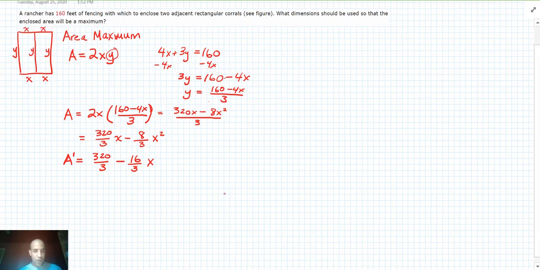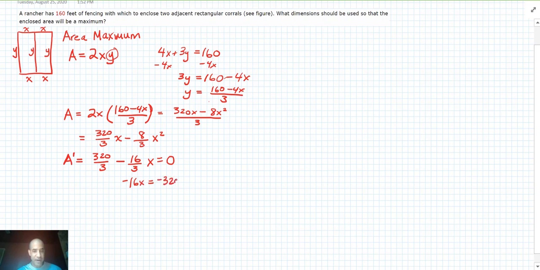So what we're going to have here is, first, don't forget to find where this derivative is undefined. It turns out that in this case, we just got x to the first here, right? So there's nowhere where this is undefined, but don't forget to do that. I'm going to set this equal to 0 to find my critical number. So you can multiply everything by 3. So basically what we have is negative 16 over x is equal to negative 320.